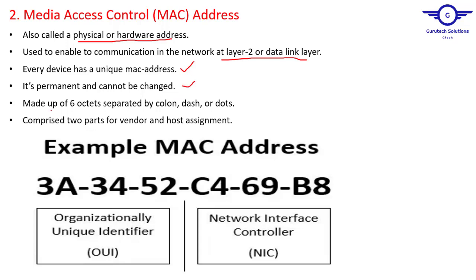Very important. It's made up of 6 octets separated by colon, dash, or dots. We saw that an IP address is made up of 4 octets separated by dots. But now a MAC address is made up of 6 octets and can be separated by colon, dash, or dots. And we see that a MAC address is comprised of two parts. The first part is a vendor part, and the second part is a host assignment part.